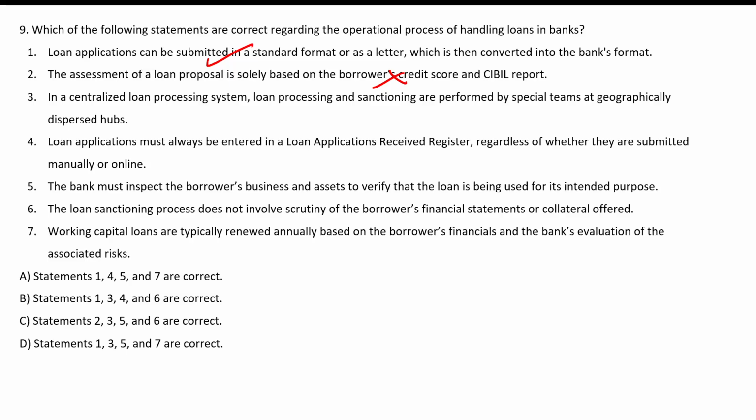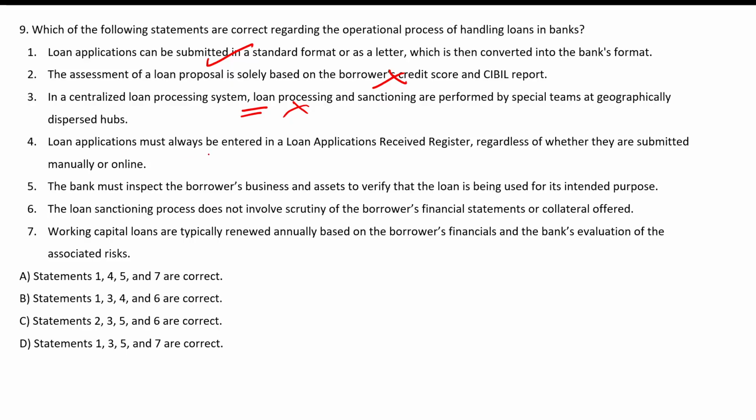In a centralized loan processing system, loan processing and sanctioning are performed by special teams at geographically dispersed hubs. So while centralized loan processing exists, it is not the only method used by the bank. So this is not used by all the banks. So this is not correct.